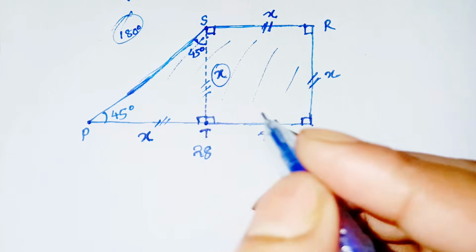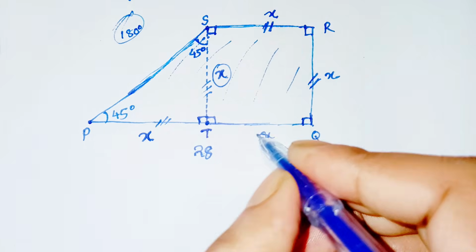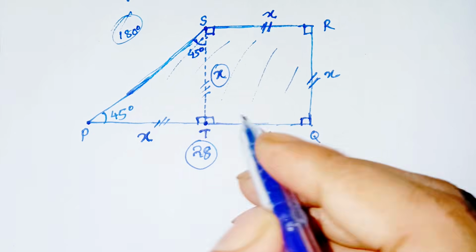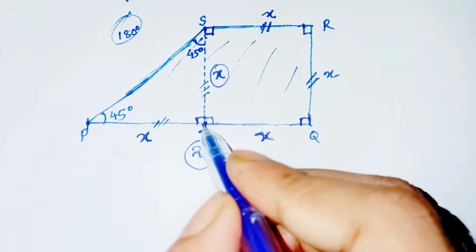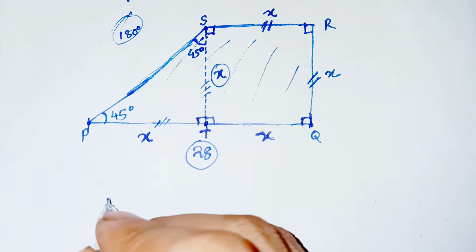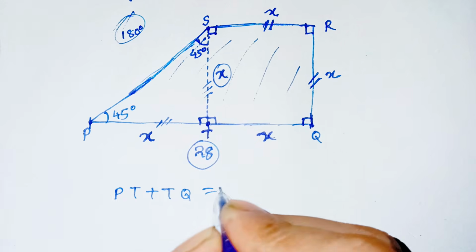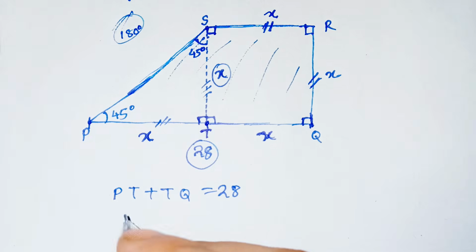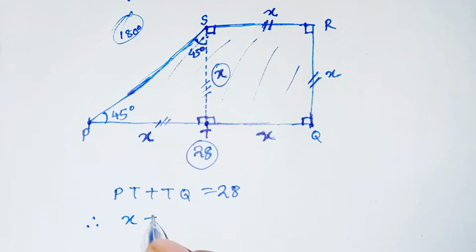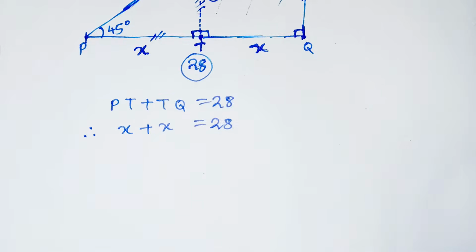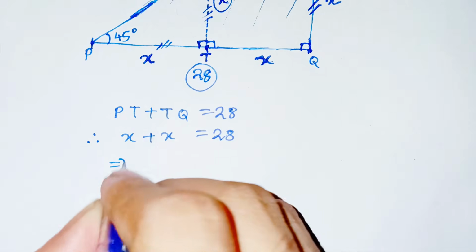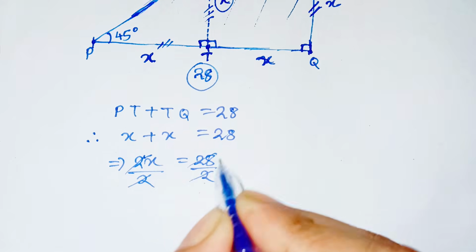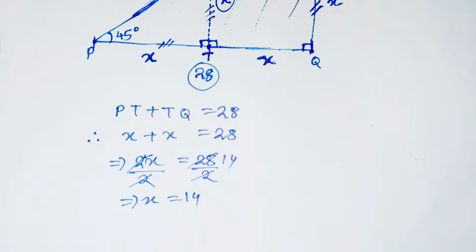Now let's use the information about the entire bottom base. We know that PQ is 28 units, but PQ is made up of two smaller segments, PT and TQ. So we can write PT plus TQ equals 28. We already know that PT equals x and TQ also equals x. Therefore, x plus x equals 28. Combine the two equal terms and we get 2x equals 28. Now divide both sides by 2, giving us x equals 14.